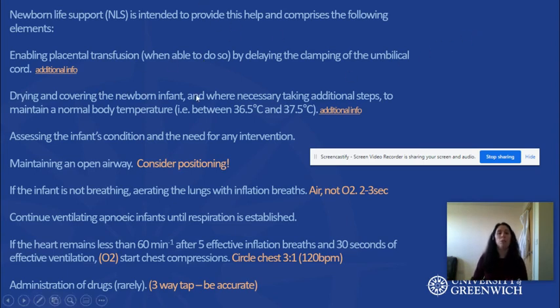Okay, so delay the clamping of the umbilical cord. Dry, cover the newborn infant, and take steps to maintain a normal body temperature. This is super important. And I am coming into this in a different slide, but the baby is going to lose so much heat as it comes out, as it's delivered. You can imagine how lovely and cozy and warm and snug it is in the womb. And then you're brought out into the outside world.